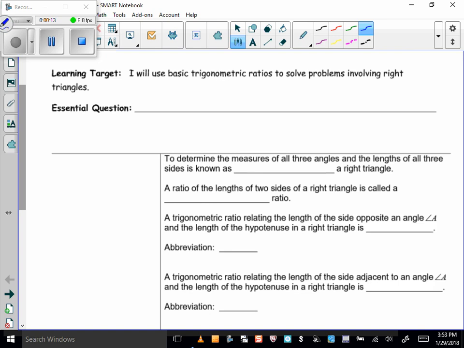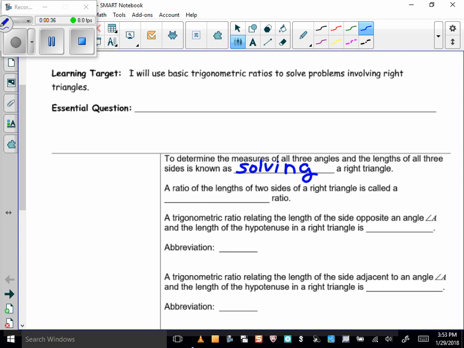All right, to determine the measures of all three angles and the lengths of all three sides is known as solving a right triangle. So if you've got a right triangle and I say solve this triangle, it means I want you to tell me what all the side lengths are and all the angle measures. And we're going to learn just in a minute how to use trig to do that.